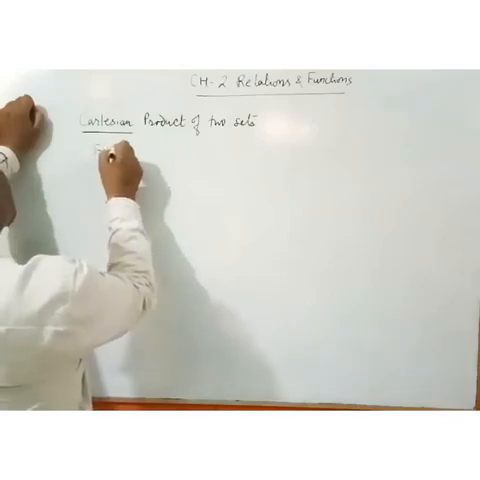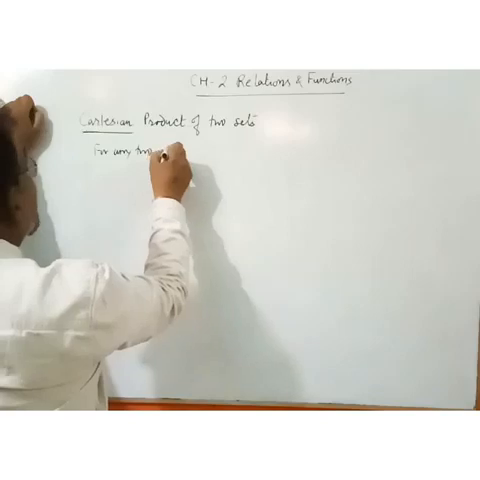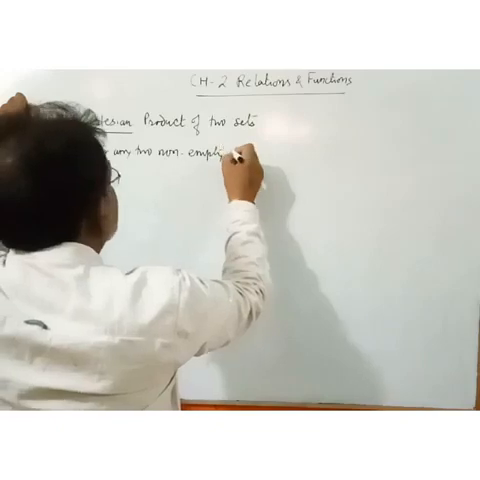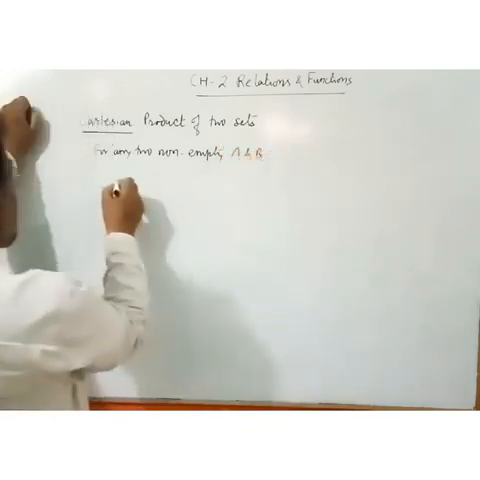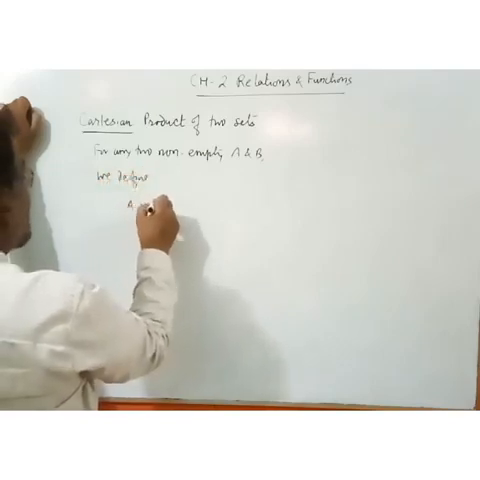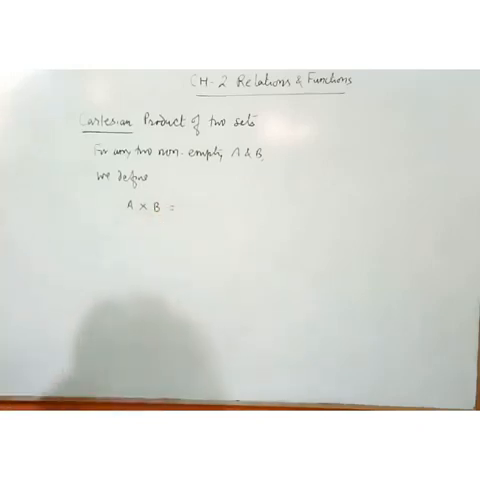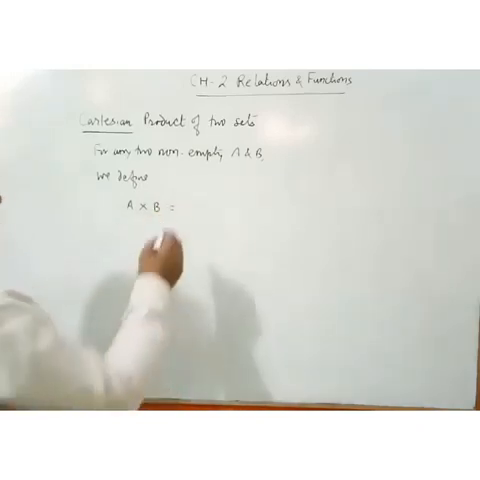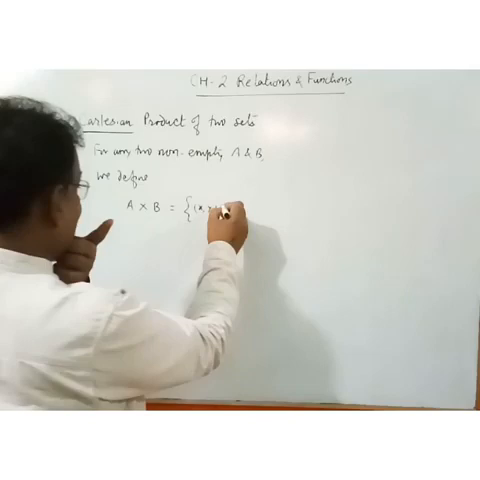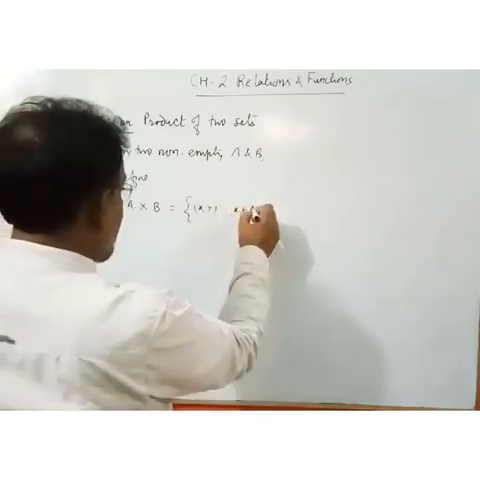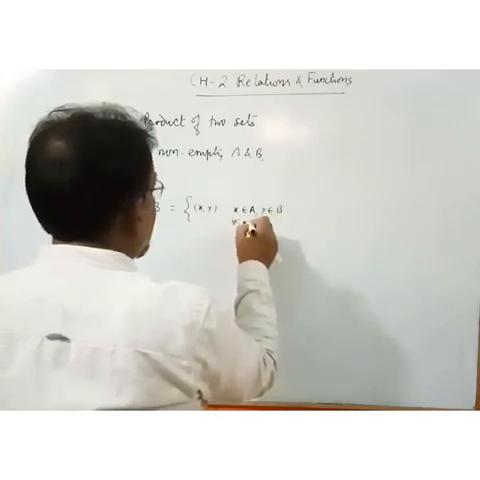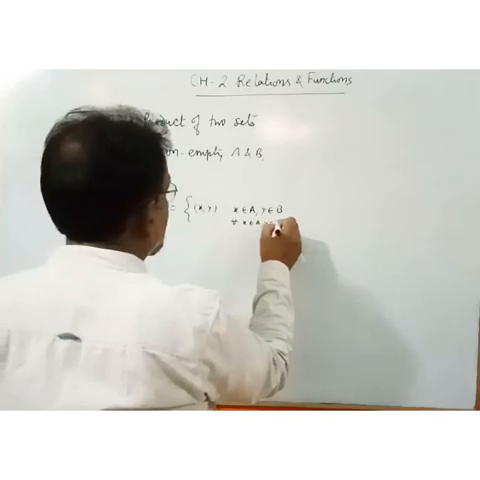For any two sets, the sets should be non-empty. For any two sets A and B, we define A multiplied B. Usually it is read as A cross B. A cross B is the set of (x, y) such that x belongs to A, y belongs to B, for all x belongs to A, y belongs to B.